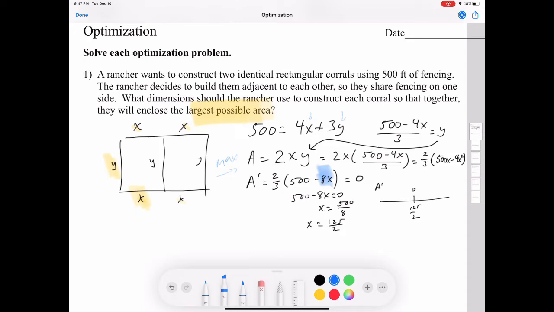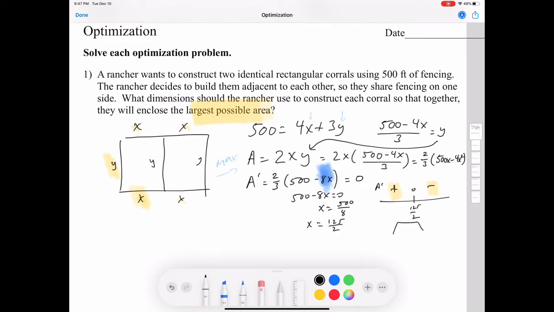And if I pick a number, we have two possibilities, less than 125 over 2, our blue value up here again, right? That's going to be smaller, so 500 will be more positive. So our signs are going to go from positive to negative. So we have a maximum here.